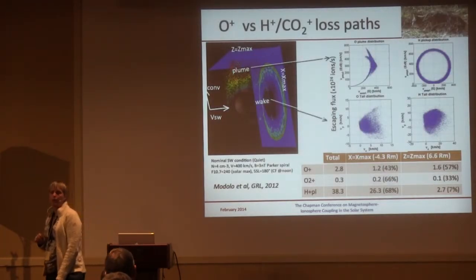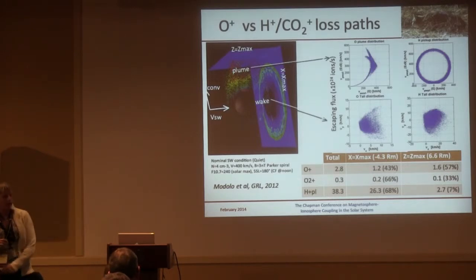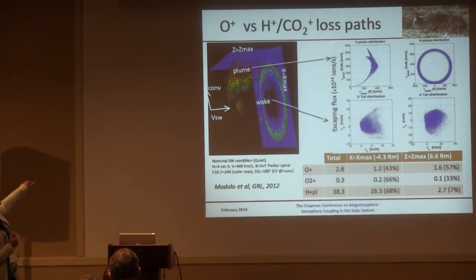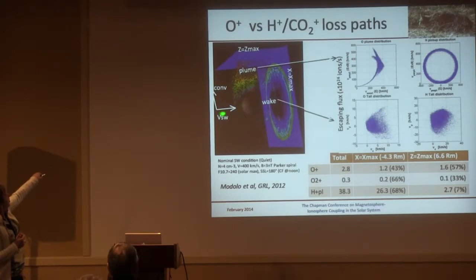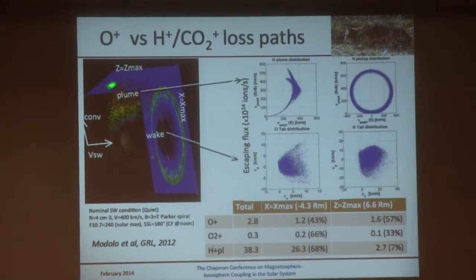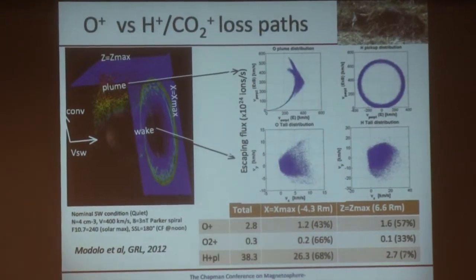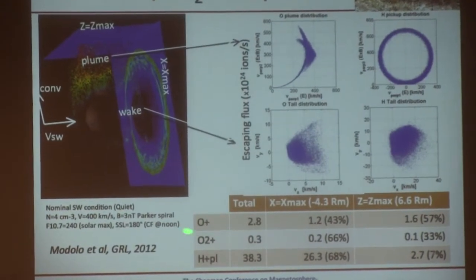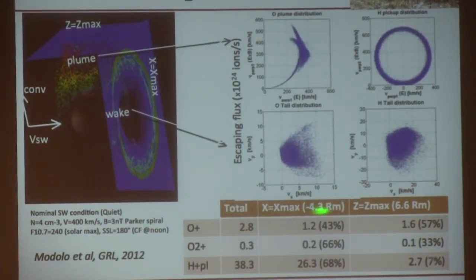This is a global simulation from Modolo, and what I wanted to show here is they have studied the convection electric field's impact on where the ions go, and did one cut up in the plume and one in the tail. If we look at the oxygen here, we see at the X cut, the tail cut, 43% of the oxygen is going down the tail, while 60% is going up in the plume.